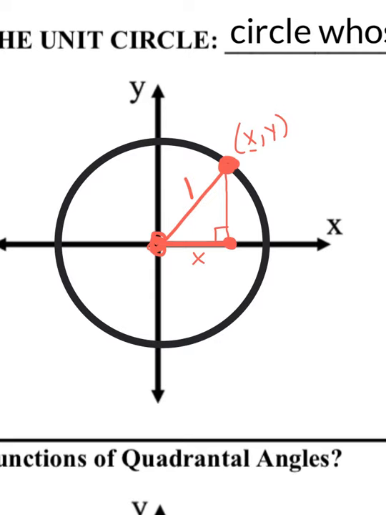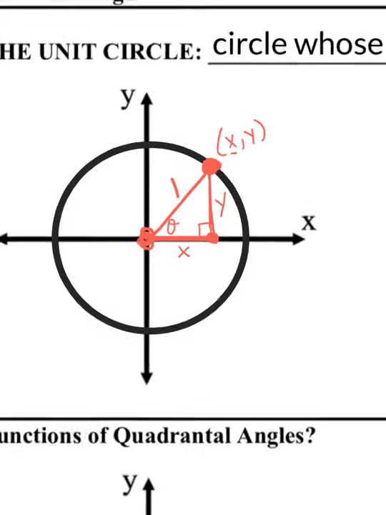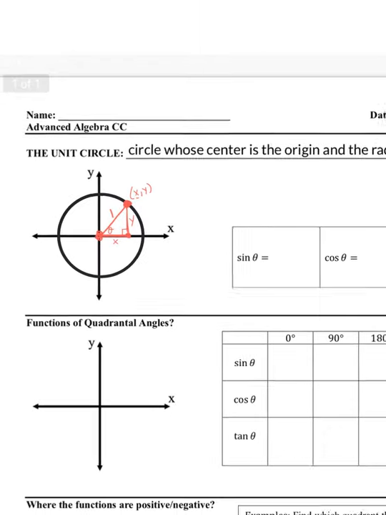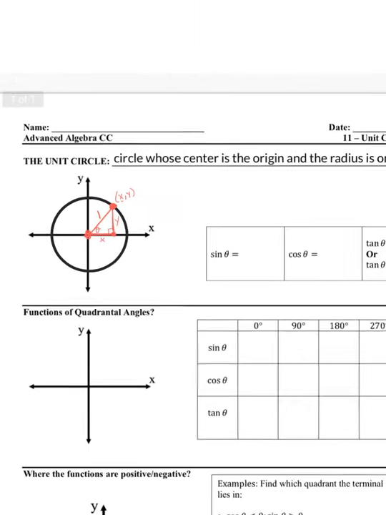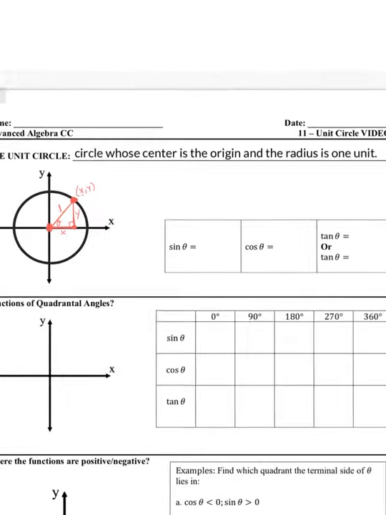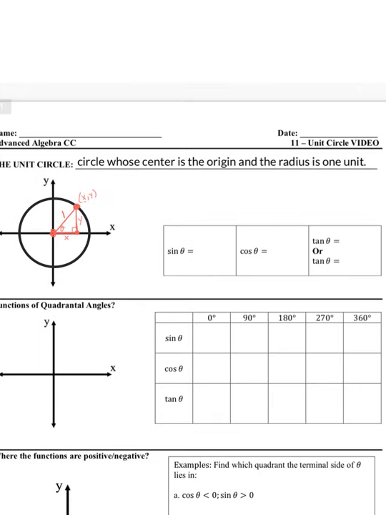Same thing with the y value. The y value is not from the center to an endpoint. So we're going to call that y, okay? This we're going to call theta. All right, so we're going to use this to figure out more about sine, cosine, and tangent on the unit circle. This is only when you're on the unit circle, okay?